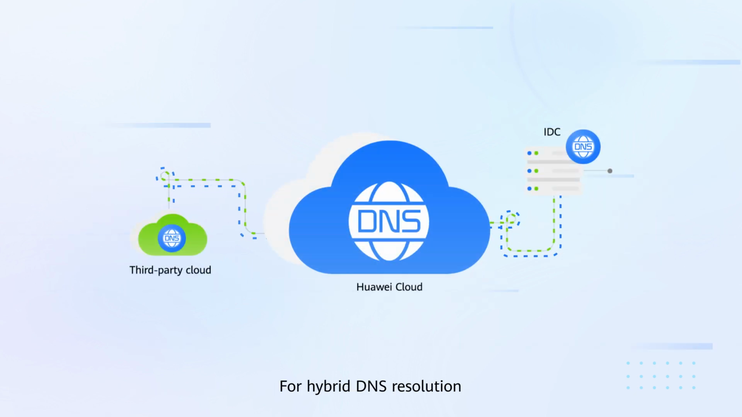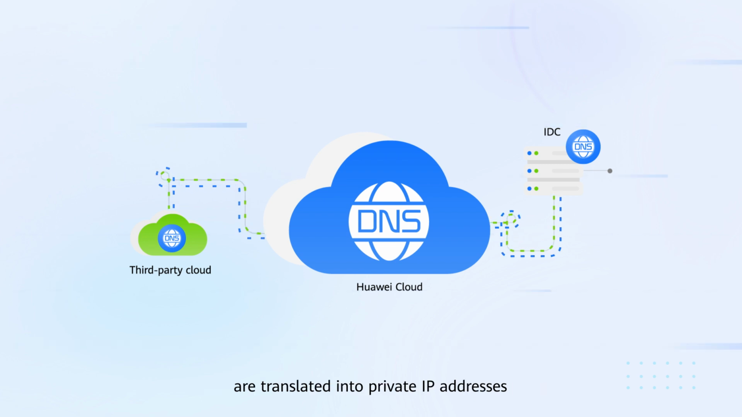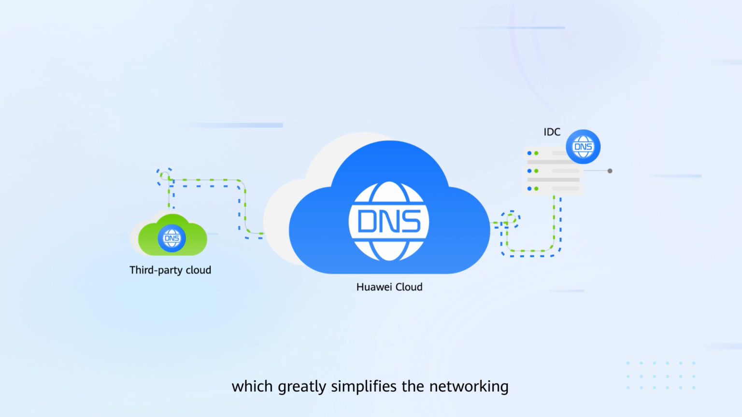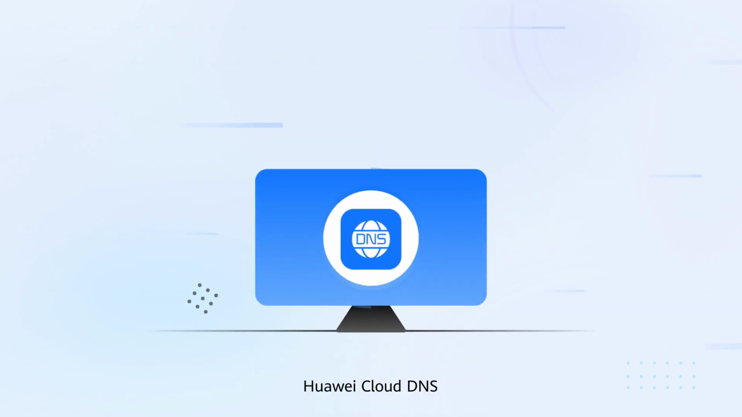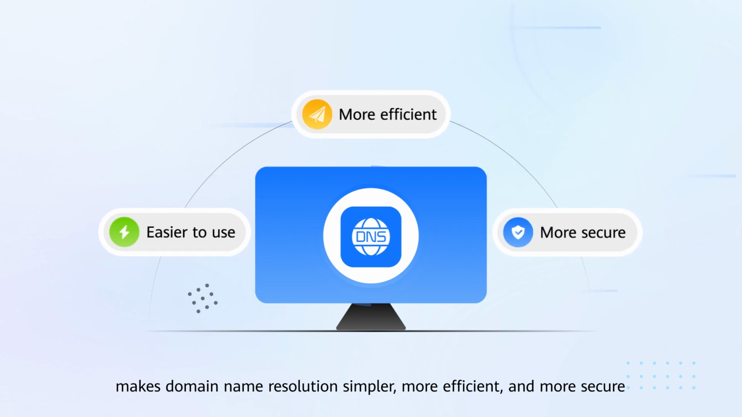For hybrid DNS resolution, IP addresses starting with 100 used by cloud services are translated into private IP addresses. On-premises resources can access the cloud services through the private IP addresses, which greatly simplifies the networking. Huawei Cloud DNS makes domain name resolution simpler, more efficient, and more secure.